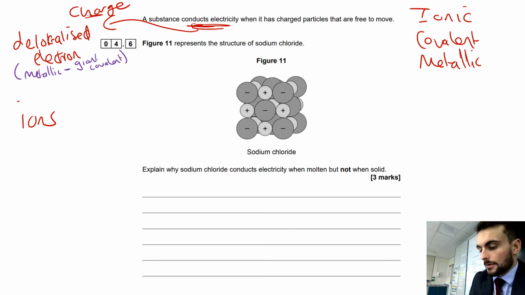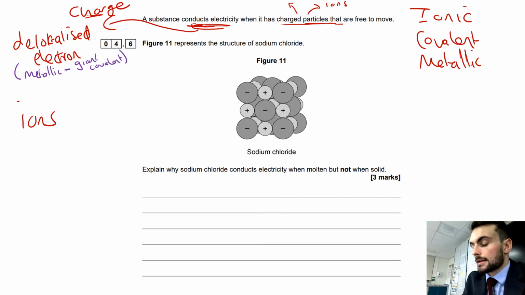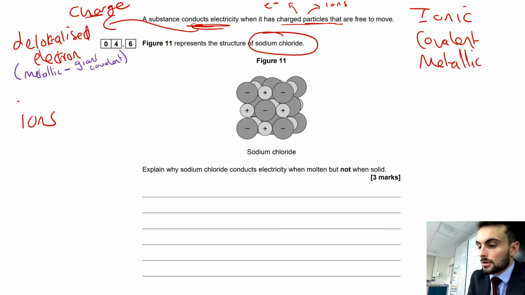And then we could be talking about ions carrying a charge. Then it says when it has charged particles that are free to move. So again, that doesn't narrow it down because that could be ions, that could also be electrons. Figure 11 represents the structure of sodium chloride. Now we're getting closer to something that we might actually be able to use. Sodium chloride, we should be able to figure that out pretty easily.